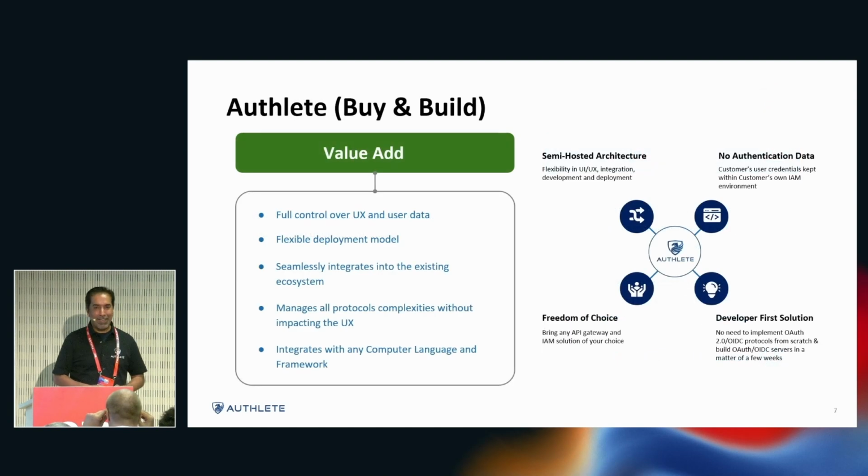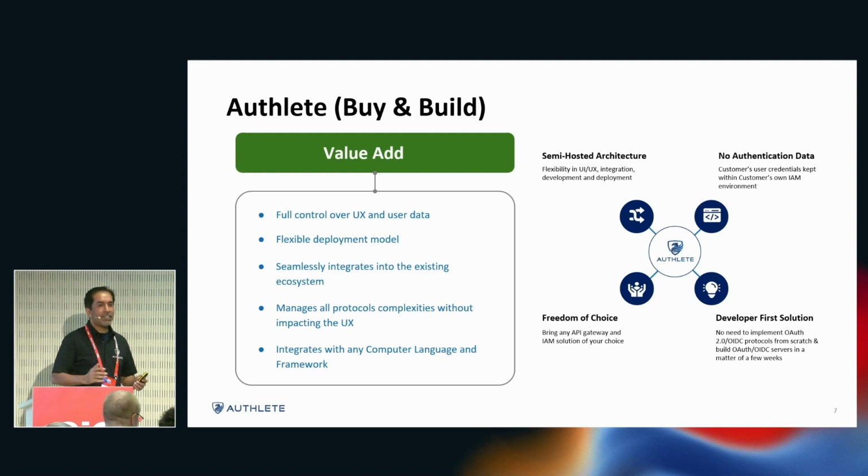And that's where we come in. It's a buy and build model. It's a little bit of a best of both worlds, and it kind of sounds very good. But what this actually means is that you buy the components, the building blocks from us, and you build it yourself. That's our model. We empower our customers to build this themselves. So you have full control over the UX and the user data. You have flexible deployment models, either on-prem or on the cloud. It seamlessly integrates into existing ecosystems.